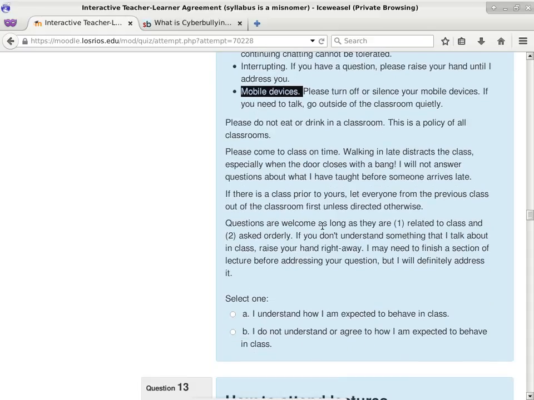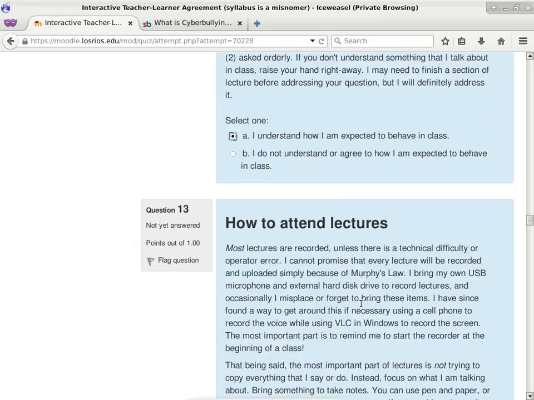Questions are welcome as long as they are related to class and asked in an orderly fashion. In other words, if 3 people try to ask questions at the same time, I cannot listen to all 3 questions. Okay, so that's not going to be effective. Just take turns, and I'll point out, okay, go ahead and ask a question, go ahead and ask a question, and so on. It's all common sense stuff.